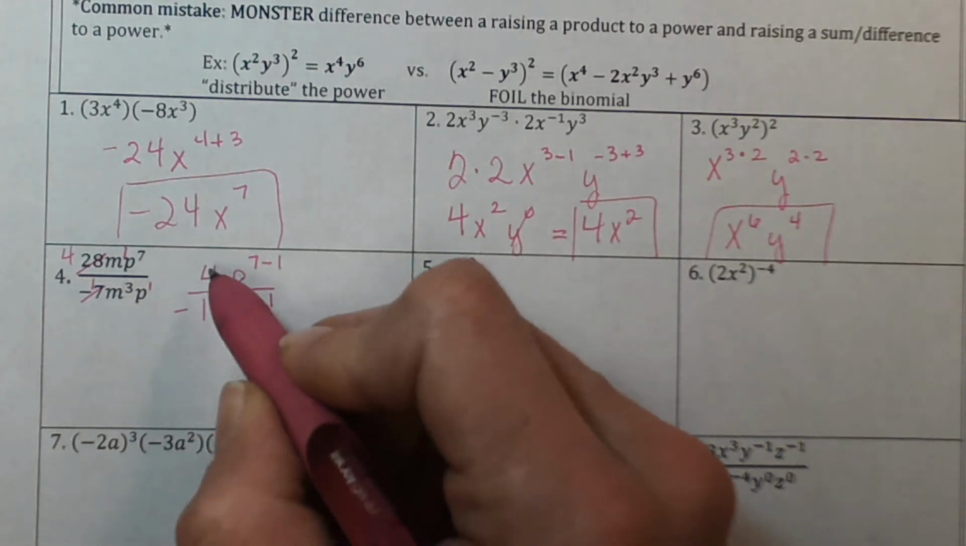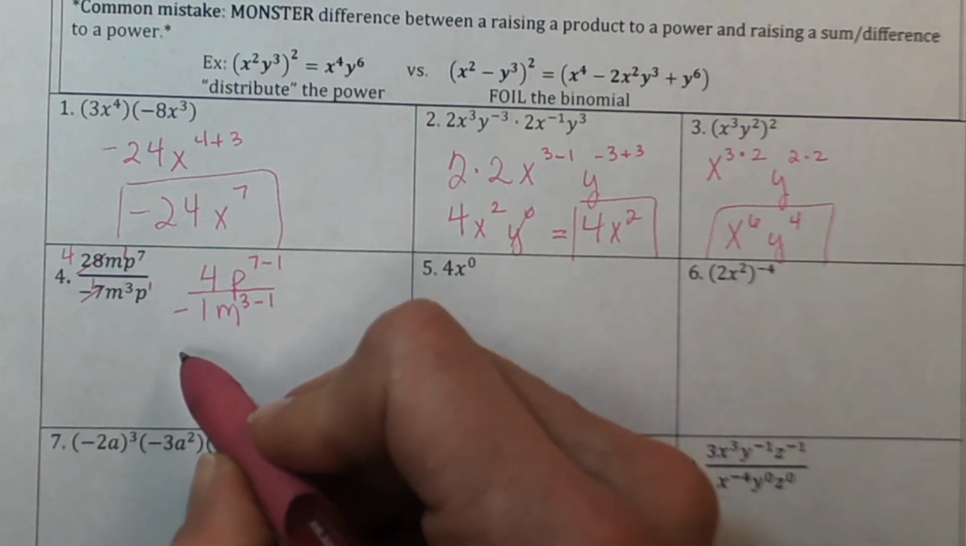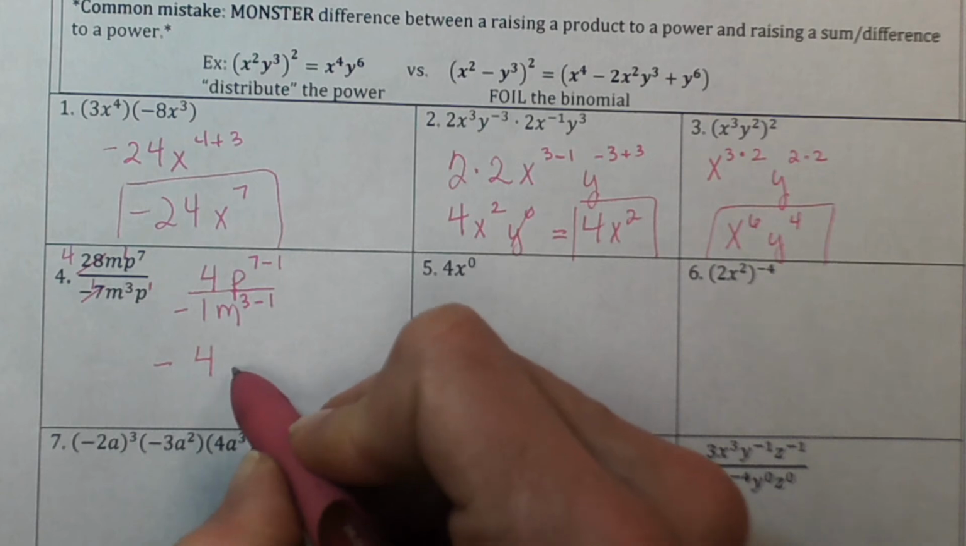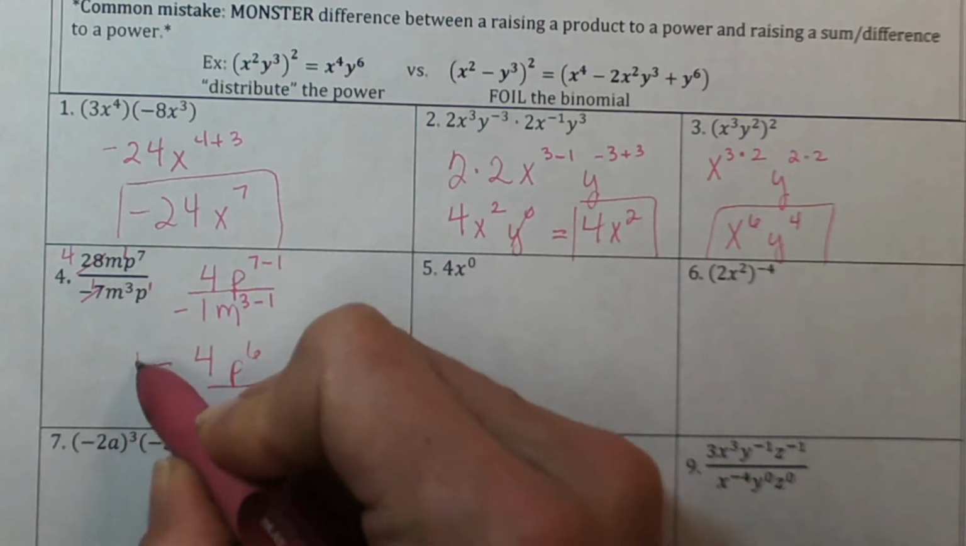So then, and again, do I need the 1? Not really. Does the negative have to stay in the denominator? Not really. I can kind of put it out to the front. So I have negative 4, p to the 6th, m squared.